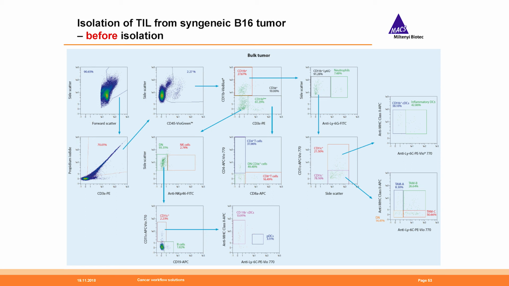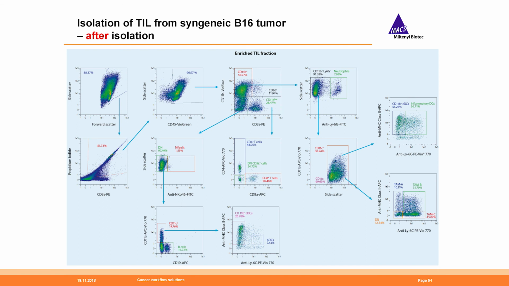Just to give you an idea what the effect is if you do this, you don't need to read the exact gating that we did here. But basically, this is before isolation, 100,000 events on your flow cytometer. And this is the same 100,000 events after isolation. Each time exactly 100,000 events.